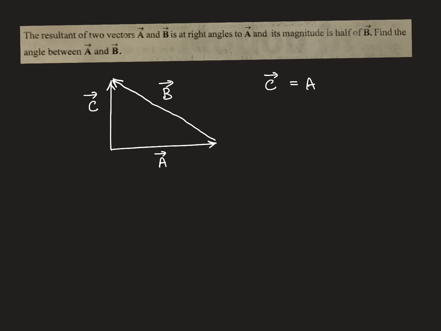The resultant of two vectors A and B is at right angles to A, and its magnitude is half of B. Suppose the resultant is C. So C is equal to A plus B, and the lengths of the sides are simply A, B, and C. It is given that C is equal to B by 2.